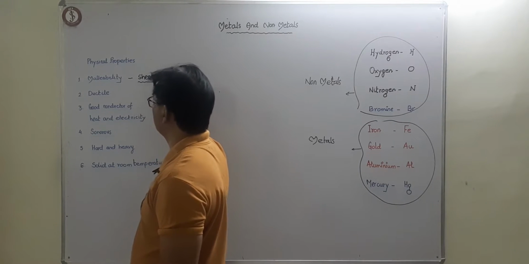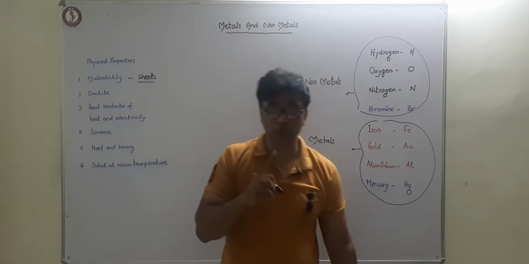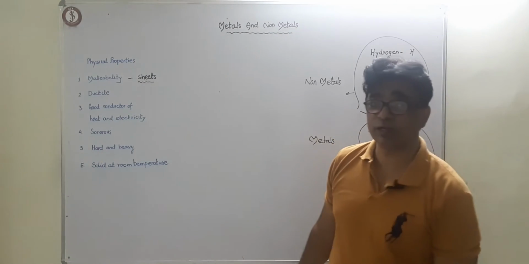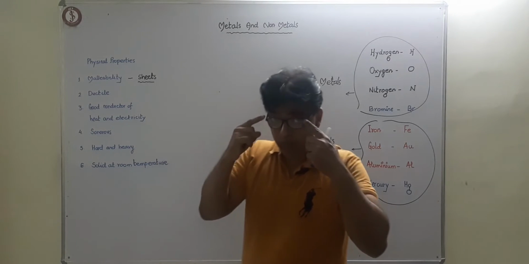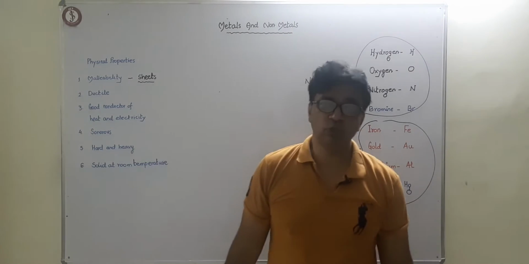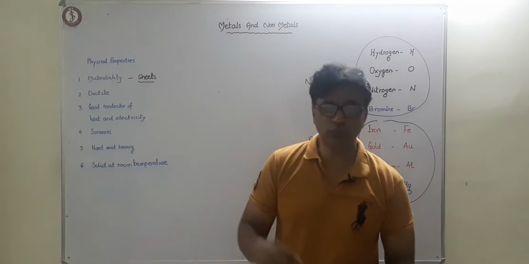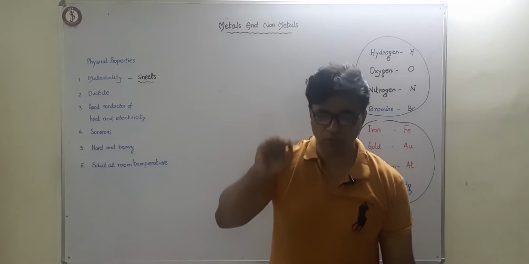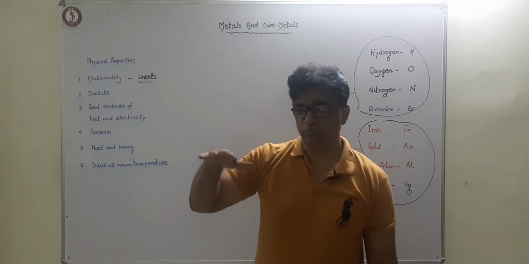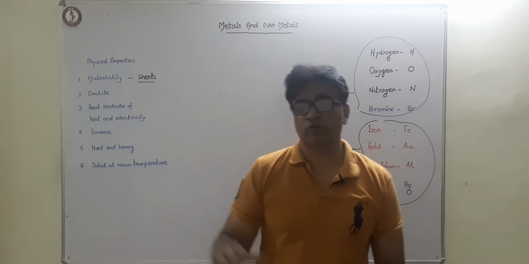Hammered to thin sheets. I'm giving you a hint, then you rewind and listen to my voice and then write the definition of malleability. Malleability is a property of metals that they can be hammered into thin sheets. The most malleable may be gold or silver. When you go to the sweet shop, you see there is a very thin covering on the barfi of silver.